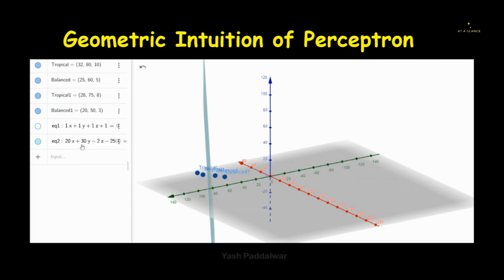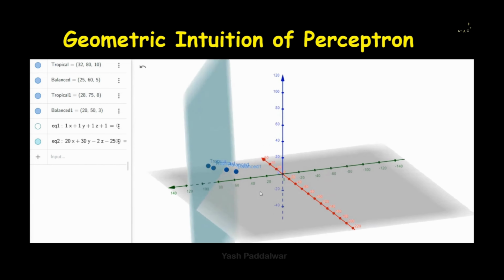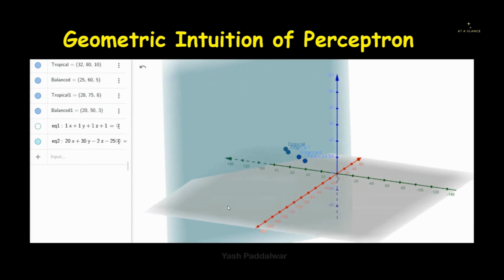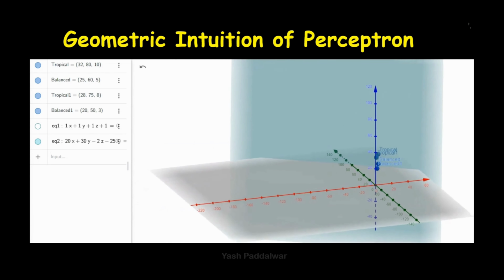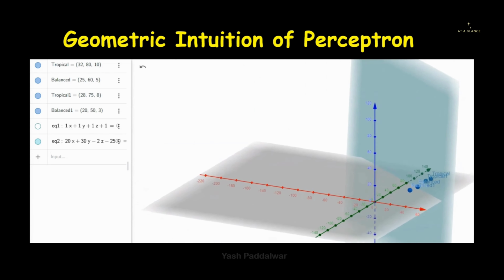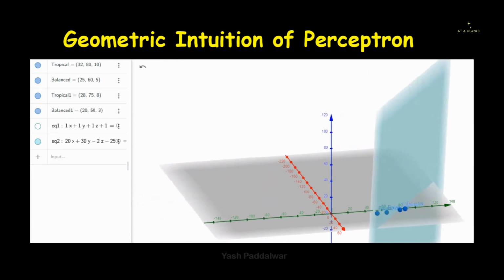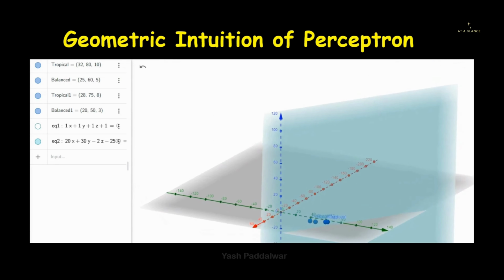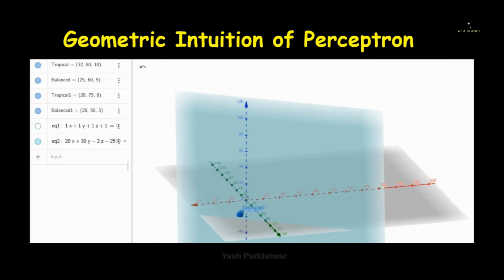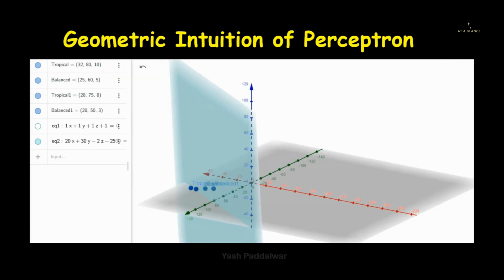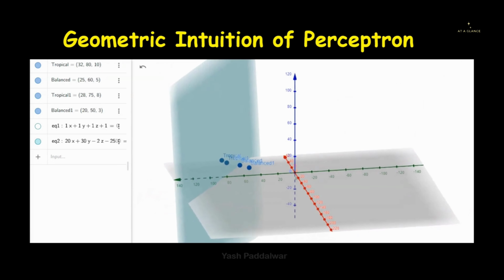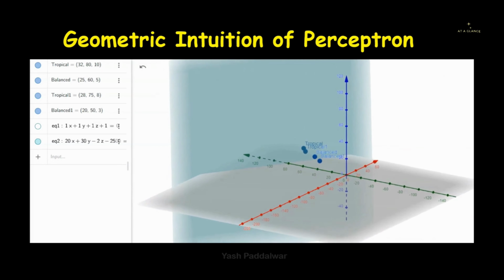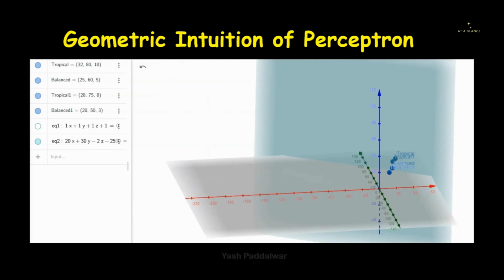Now you can see here, after manipulating the values in the equation, the final equation that we have got is 20x + 30y - 2z - 2500 = 0. With this equation, we got this particular plane which is clearly separating the two classes, that is the balanced and the tropicals. If any new unseen data arises, we can use this particular expression and we just have to put the values in place of x, y and z.